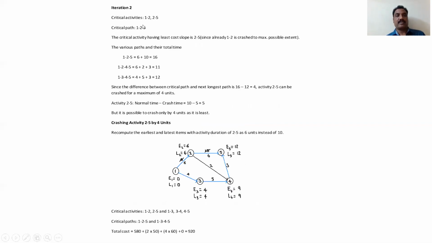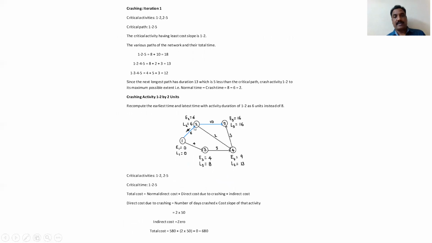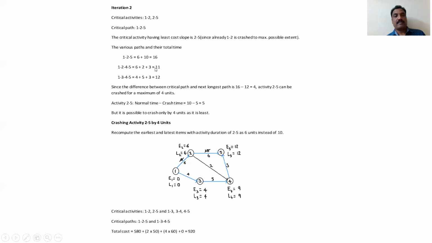Now, second iteration. Critical activities we found are 1 to 2 and 2 to 5. The critical path is 1 to 5. Now, according to this, we got 16, 11, and 12. 16 is one way. This is another way of going. This is another way of going to 5. So we got 16, 11, and 12. The next longest is 12. So we can crash a maximum of 4 units, 4 days. But how many units are possible, we have to check, because the critical activities are 1 to 2 and 2 to 5. From these two, you have to check the possibilities.